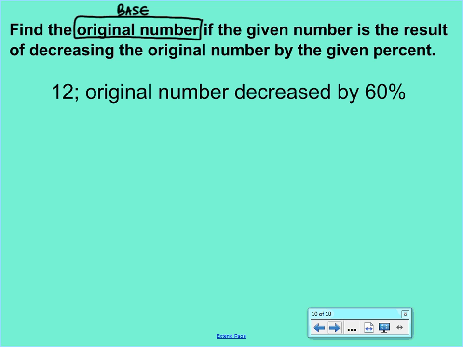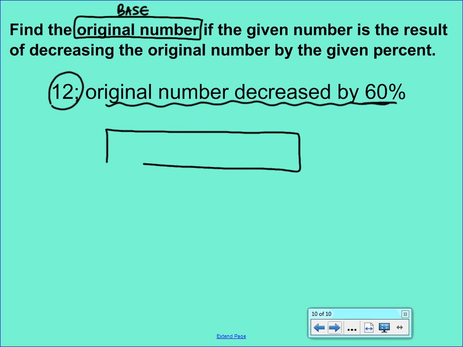If the given number, in this case 12, is the result of decreasing that original number by the given percent. Okay, so we're left with 12. The original number was decreased by 60%. So here's what I want you to do. I want you to model this. We don't know what the whole is. That's what we're trying to find out. What do we know that we can add on to our model, Michael? It decreased by 60%.